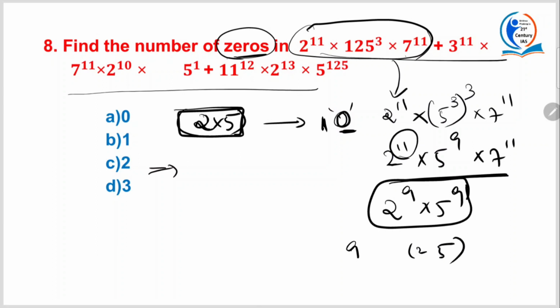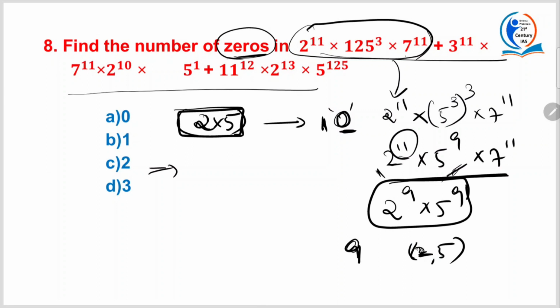Why, ma'am? There is 11 here. Why can't I take out 11 pairs? Because you have only 5 power 9, nine 5s. So they will pair up with 9 twos. The other 2 twos are singles. They don't have any partner. So you have to take only 9 2-5 pairs.